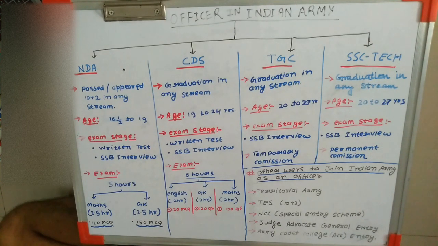Now when I talk about the examination, in both these entries there is no separate examination. Instead you have to directly appear for the interview. But on what basis would you be selected for an interview, or on what basis would you be receiving a call for an interview? For that, your graduation marks would be evaluated up to the 6th semester. So on the basis of that evaluation you would be given a call for your SSB interview.